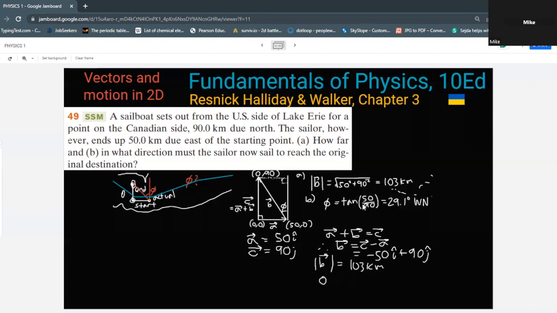Okay, anong gagamitin mong angle? West of north or north of west? West of north po. So, ang angle, nasaan, anong triangle na ginamit mo? Ito po. So, yung tangent inverse, yung opposite ay 50, tapos yung adjacent is 90. So, 29 degrees west of north. Okay. Sige.